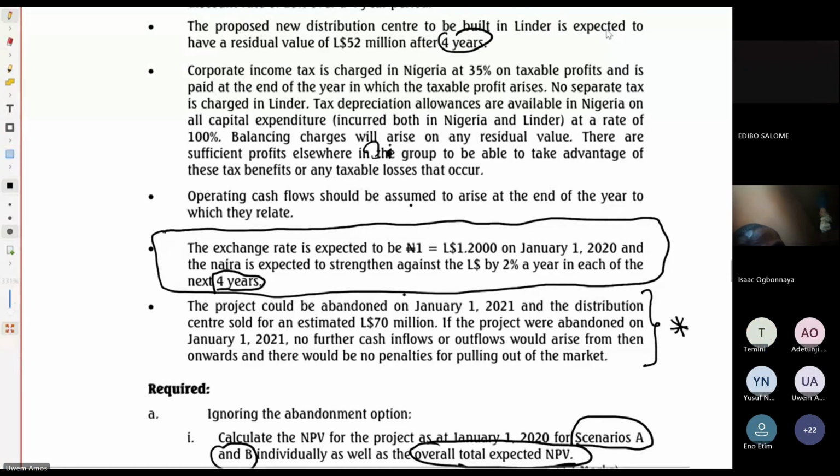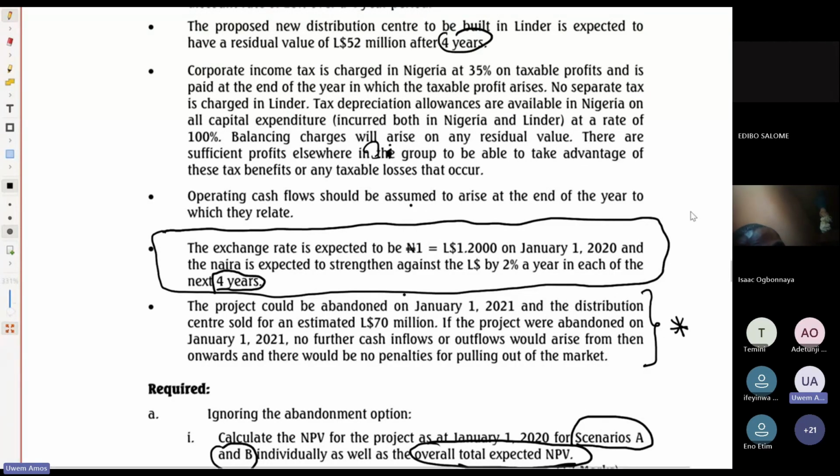Okay, sir. Good afternoon. Hello, good afternoon, sir. So the variable is the Lindarian dollar 1.2 and the base is naira, 1 naira. Thank you. Very easy. The base is always what? The base is always 1. So you mustn't forget that. So that will determine what we do next.